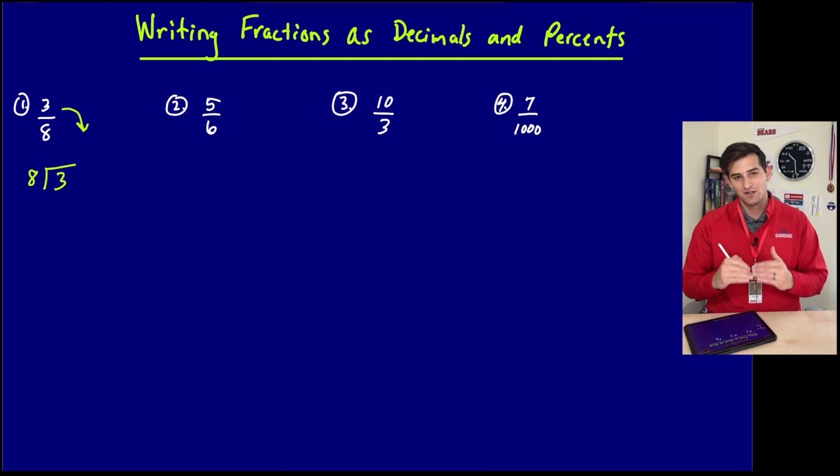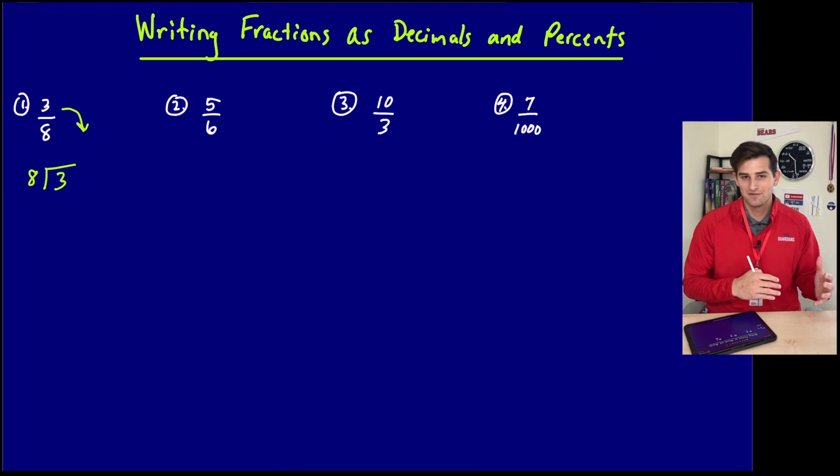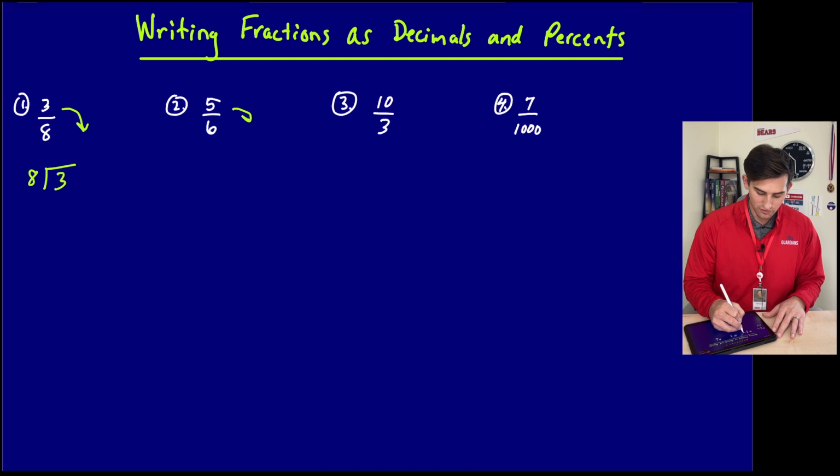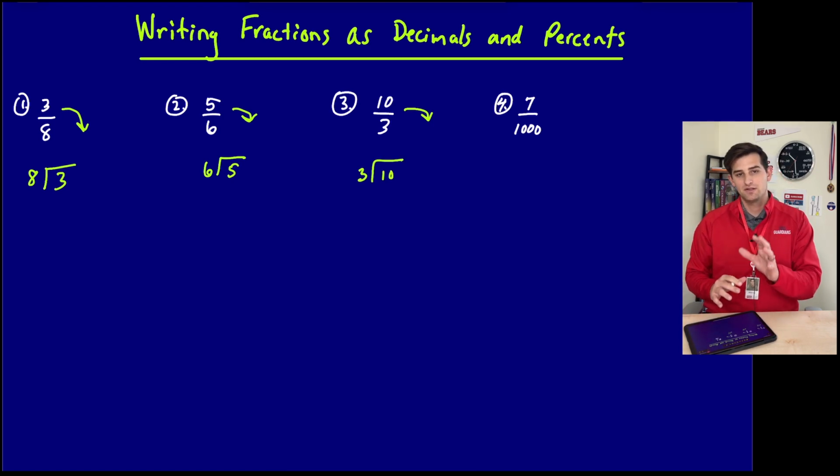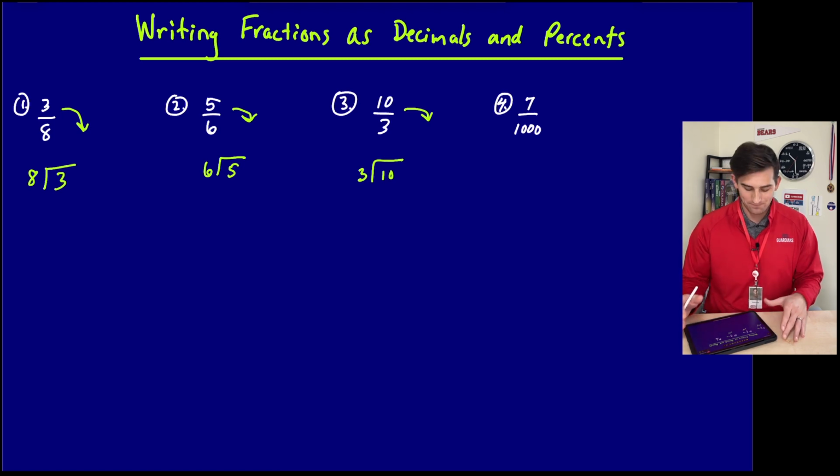So just to picture that, it's falling over. And so the numerator is going to go inside the division box there, and the denominator will go on the outside. So if we think about that for all of these, it's going to fall over. So this would be 6 on the outside, 5 on the inside. 3 on the outside, 10 on the inside. And like I said, number 4, we're going to do that one a little bit differently, so we won't write that as a long division. Okay, so let's go ahead and divide these now.